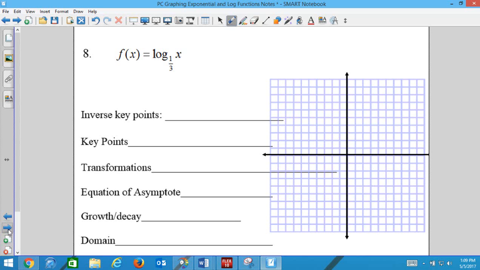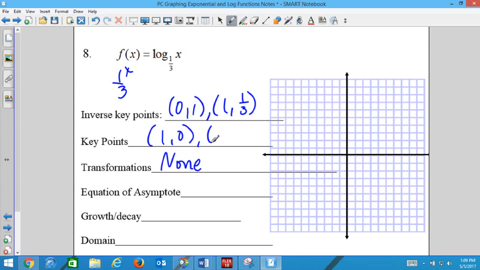All right, number 8. We've got f of x equals log base 1/3 of x. So we want to first think about our inverse being the base of 1/3 to the x. So what would our inverse key points be? (0, 1), (1, 1/3). Are there any transformations? No. So that means our key points for the log are (1, 0), (1/3, 1).